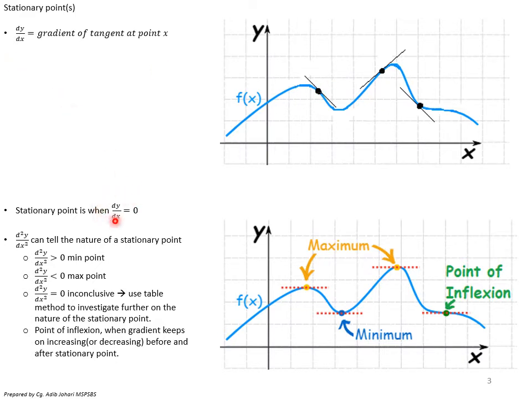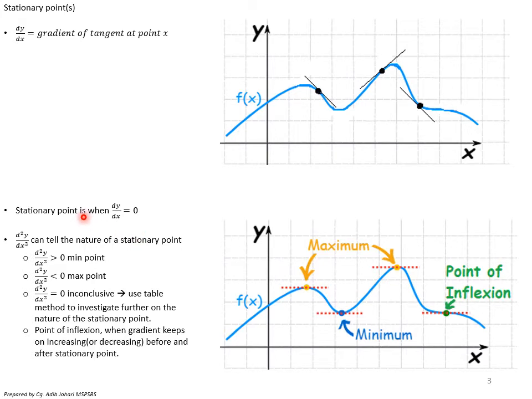So if your dy over dx equals 0, meaning your gradient equals 0, you're going to have stationary points. You have three types of stationary point: maximum, minimum, and point of inflection. A point of inflection is when the function is increasing, then it stops at the stationary point and keeps on increasing, or it is decreasing, stops at the stationary point and keeps on decreasing. You know about maximum or minimum.